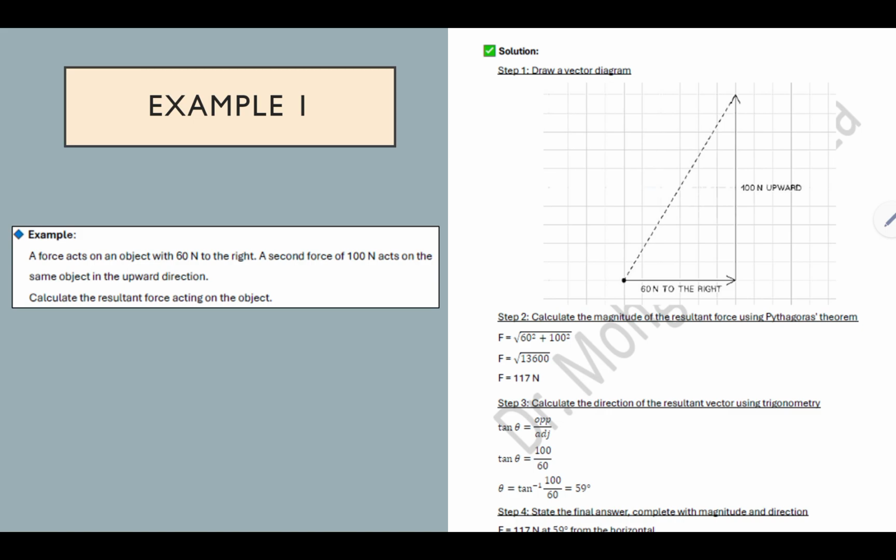And then we need to get the direction of this one, which is theta. And you already know this is the right angle. This is going to be the opposite in front of our theta. And this is going to be the adjacent between the two angles. So shift tan opposite over adjacent, 100 over 60, to get 59 degrees. So my final answer will be that I have 117 newtons that are at 59 degrees from the horizontal. And don't forget to mention the direction. So this is northeast.